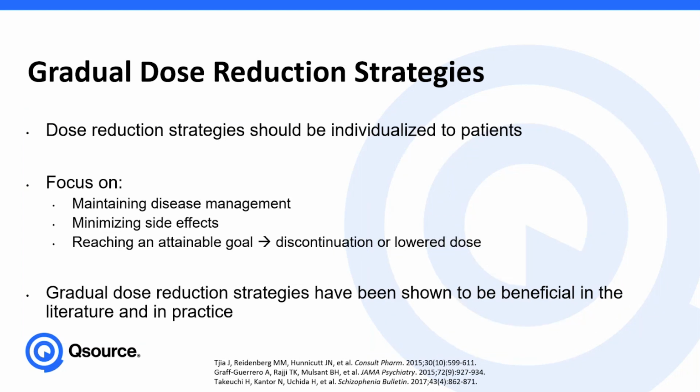So we would recommend gradual dose reduction as a conversation starter, not as a conversation ender. Gradual dose reduction strategies should be individualized to patients. They should focus on maintaining disease management, minimizing side effects, and reaching an attainable goal, whether that is discontinuation or a lower dose. They've been shown to be beneficial in the literature and in practice, and so it's important to try to reverse the stigma of gradual dose reduction and make them a positive thing for us to talk about and not a negative thing. Next slide.